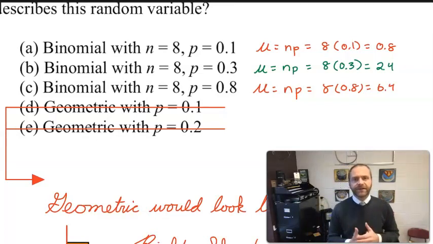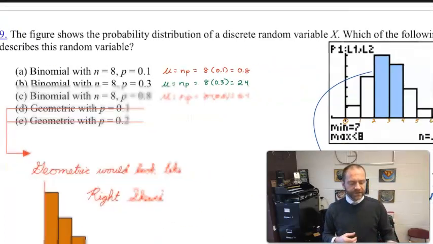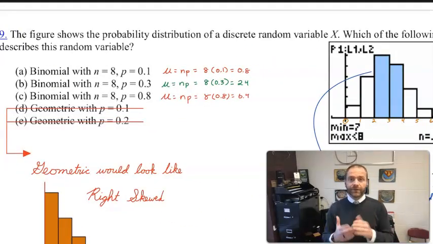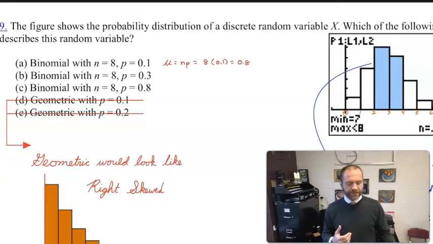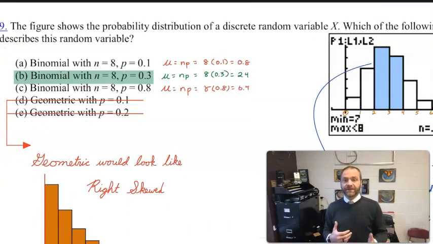A times 0.3 is 2.4. A times 0.8 is going to be our 6.4. So which one of those is between the 2 and 3 or the 3 and 4? And the answer there is B. B is the one that is between them. So that is going to be my answer.